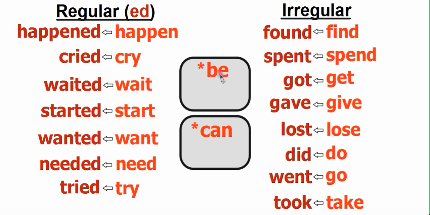Remember, be in the past has two forms, was and were. Can in the past is could. Take a moment and try to remember these verbs in the past tense, because you are going to see these today.